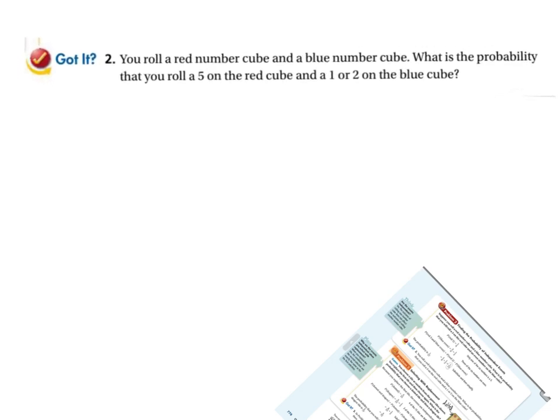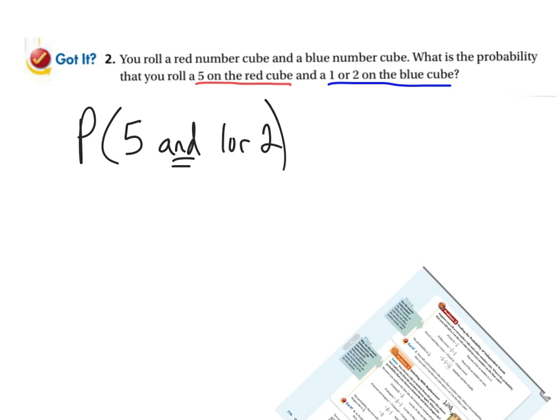So same idea, we're rolling a red number cube and a blue number cube. So we want probability of a 5 on the red cube and a 1 or a 2 on the blue cube. Okay, and they could list it out something like this, I guess. They could say probability of 5 and a 1 or a 2.